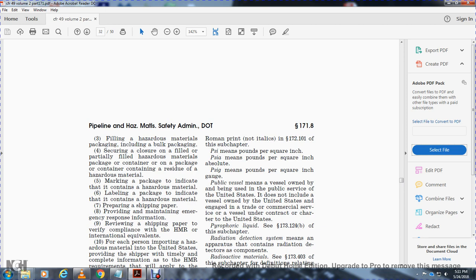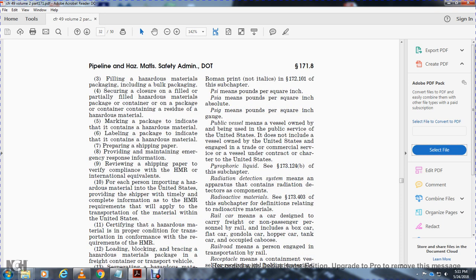173-124B with the radiation detection system that means the operative name of the radiation detectors as a component of the radioactive materials. See 173-403, the subject of the definition relating to the radioactive materials. Rail car means a car designated with the carry traffic over the non-passenger person over the railroad. Includes the boxcar, flat car, gondola car, hopper car, tanker car, and occupied caboose.